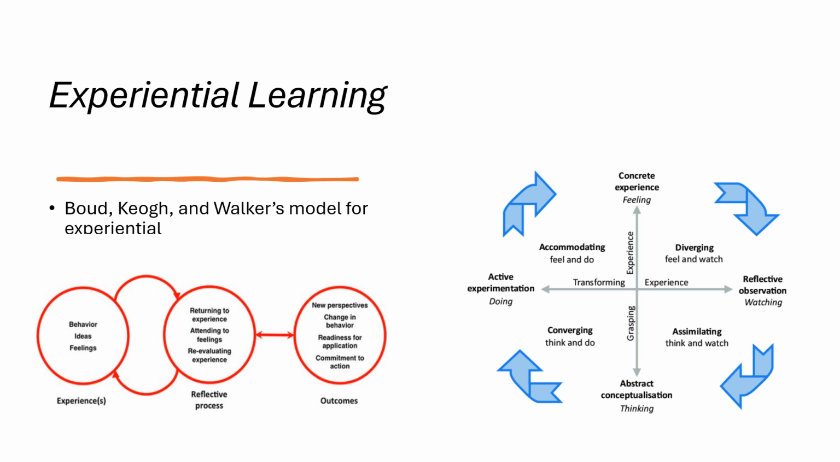The next theory that we learned was experiential learning theory. This is based on Kolb's experiential learning model, which is based on four adult learning styles, including diverging, assimilating, converging, and accommodating. These four styles are based on adults bringing concrete experience, then reflecting on observation, then forming abstract conceptualization, and based on that, making active experimentation by doing. Particularly, I focus on the Boud, Keogh, and Walker model of experiential learning, which has three stages: experiences, reflective process, and outcomes. Basically, in the reflective process, adults return to the experience, attend to feelings, and reevaluate their experience in order to gain new perspectives, change their behaviors, and build readiness for application and commitment to action.